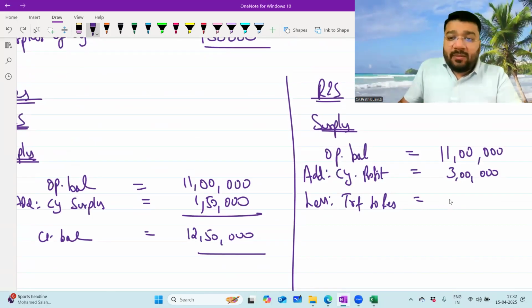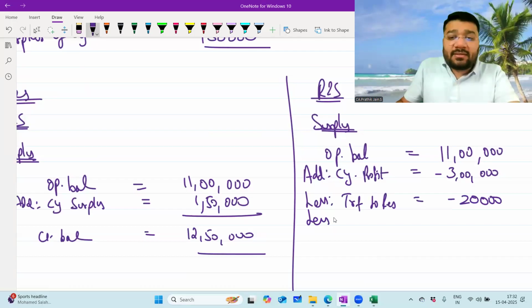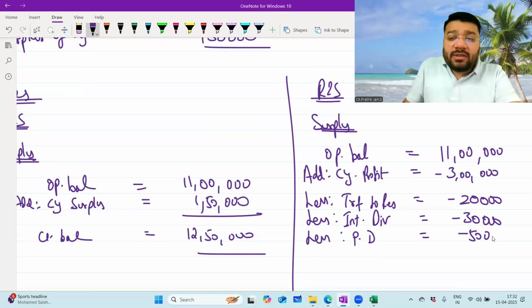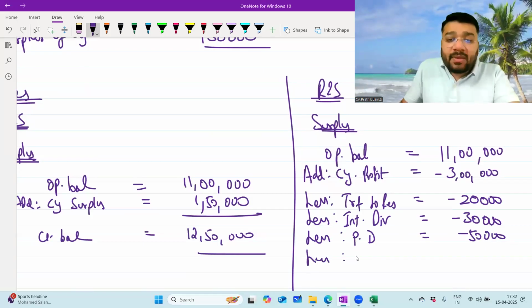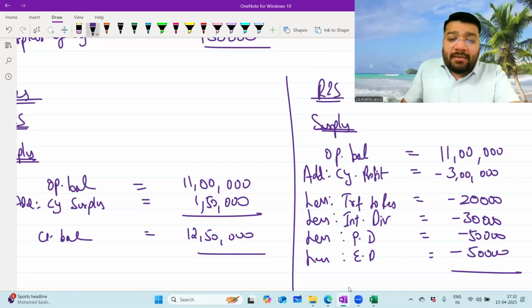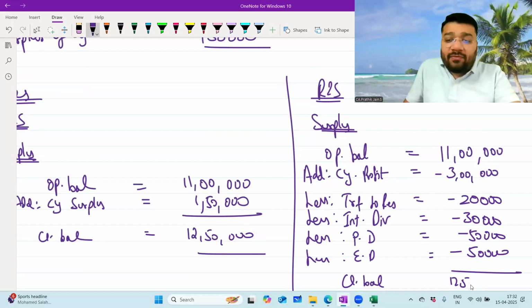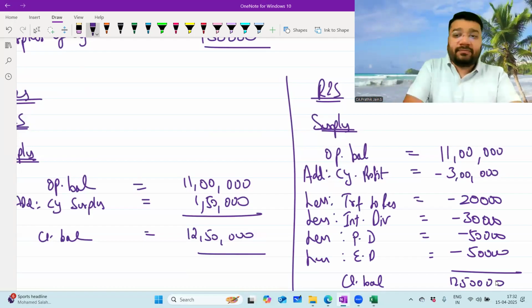Or you will say we're Gajni people. Gajni, eh? Next, less interim dividend, 30,000. Less preference dividend, 50,000. Less equity dividend, 50,000. So closing balance is how much, people? The same closing balance, 12 lakh 50,000, is going to come, sir. Any problem?